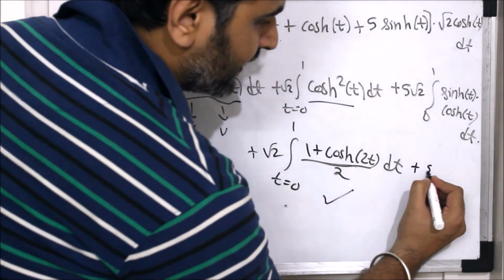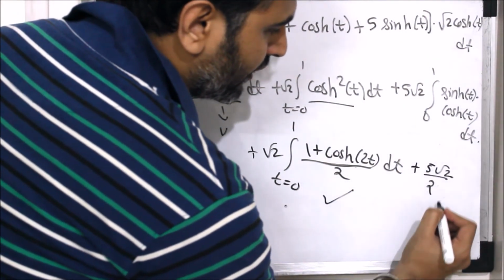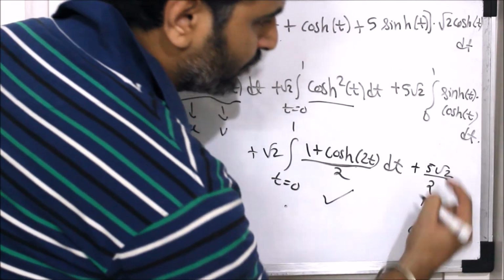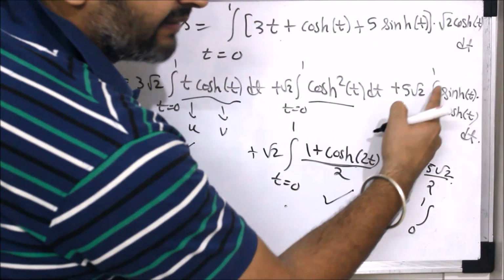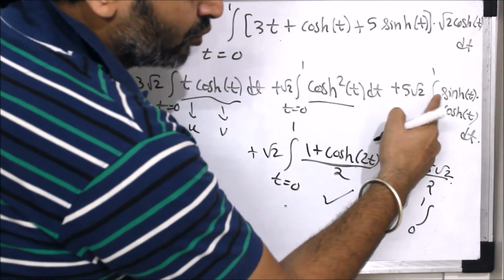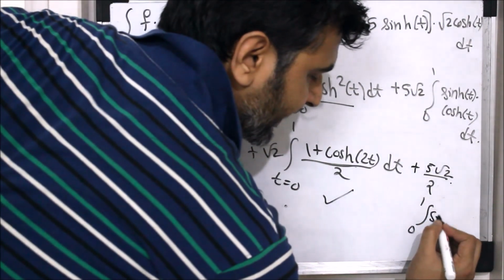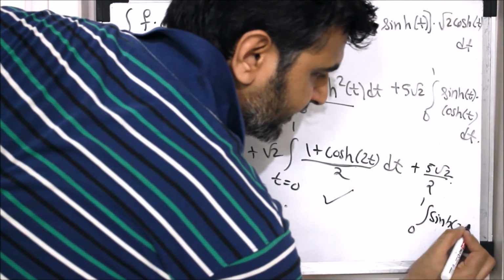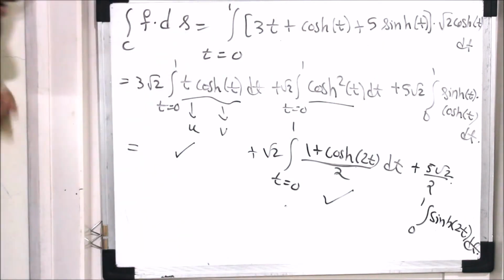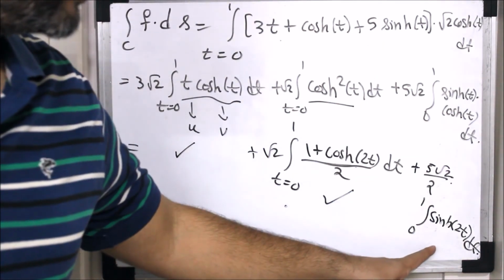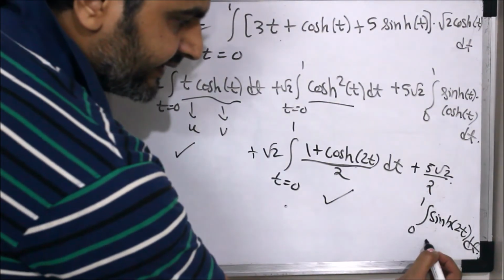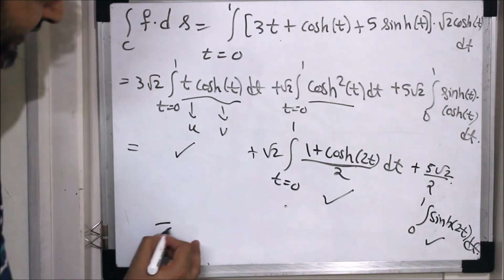Now what is left is 5 root 2 upon 2 into integration 0 to 1. I'm just multiplying and dividing by 2. So here 2 sin t cos t, and you know that 2 sin t cos t is sin 2t. The same relation holds here as well: 2 times sin hyperbolic t into cos hyperbolic t is sin hyperbolic 2t dt. So this gives cos hyperbolic 2t upon 2. You put in the values, so even this integral can be solved now, and you add them to get a number.